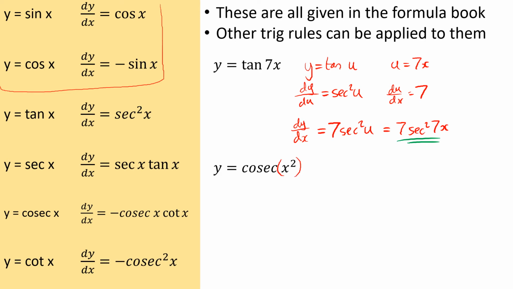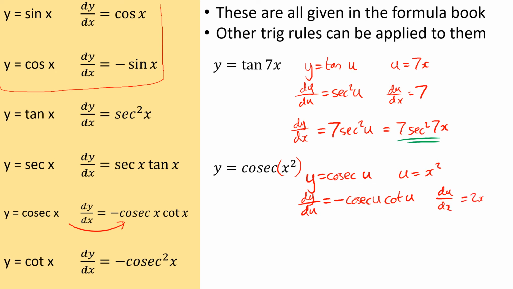Okay, what about cosec of x squared? So this is one where the x is being squared, not the whole function. Well, we would say that y equals cosec of u, and u equals x squared. Makes sense to me. So we'll find dy du, which according to our list, cosec goes to minus cosec cot. So this will be minus cosec u cot u, and du dx will be equal to 2x.